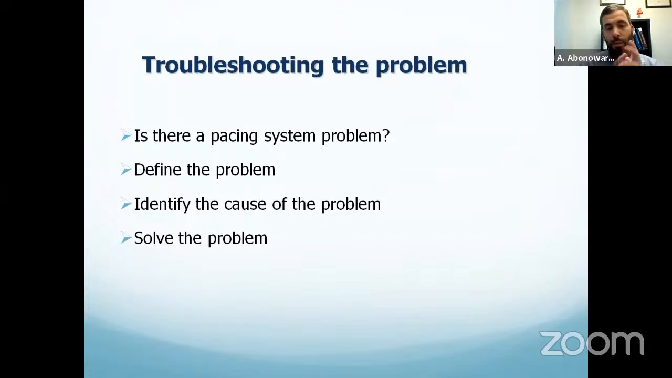So for the troubleshooting in general, to summarize, I still have a few slides to go, but just to remind you that when we see a patient in the pacemaker clinic or in the emergency department, especially in an emergency setting, always identify the problem, see the cause of the problem, what's going on, and then you solve the problem. So three steps, very, very important. Define the problem: what's the problem? Is it under-sensing, over-sensing? Then identify the cause of it, and then solve it.